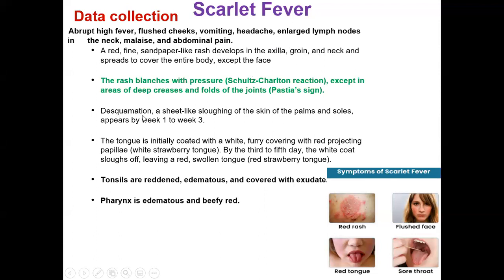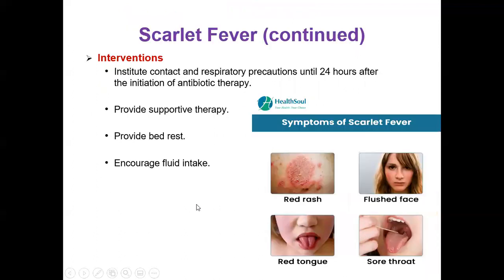Desquamation also means a sheet-like sloughing of skin on the palms and soles. The tongue is initially coated with a white, furry covering with red projecting papillae, which is called white strawberry tongue. But by the third to fifth day, the white coat sheds and leaves a red, swollen tongue, which is called red strawberry tongue. Tonsils are reddened, edematous, and covered with exudate. The pharynx is edematous and beefy red.